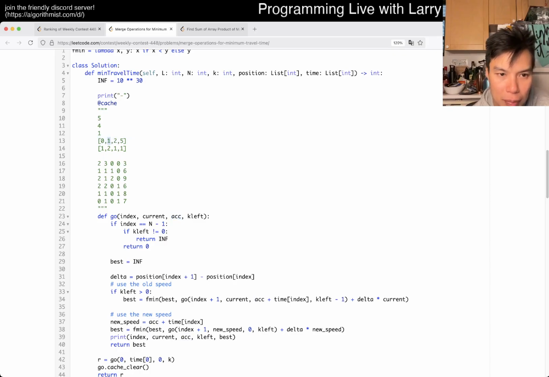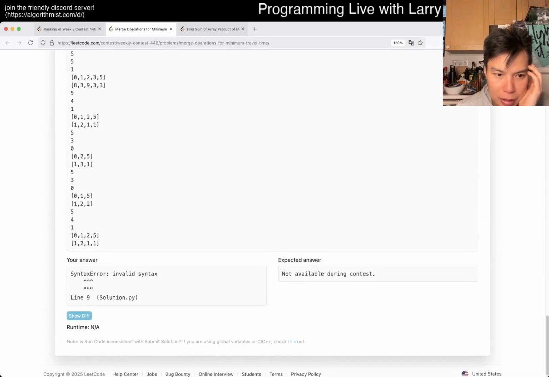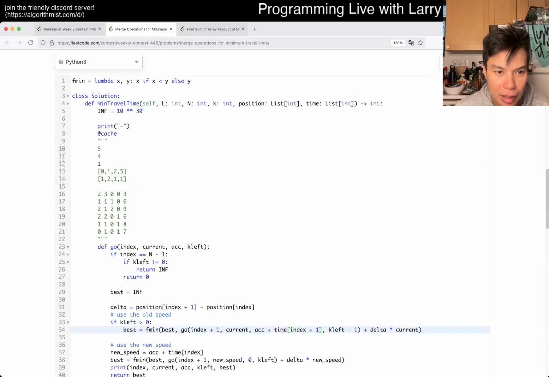Well, index 1 we're comparing to these things. So, and the current speed is 1. Then the accumulation is going to be 2 because you skipped this. I think this is more right, but I think for some reason, well, where am I? Line 9? Okay.